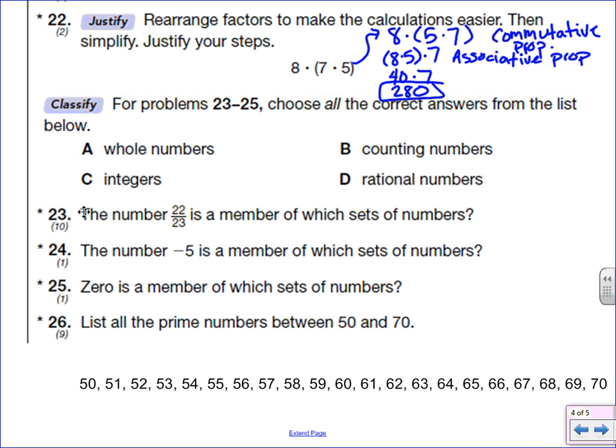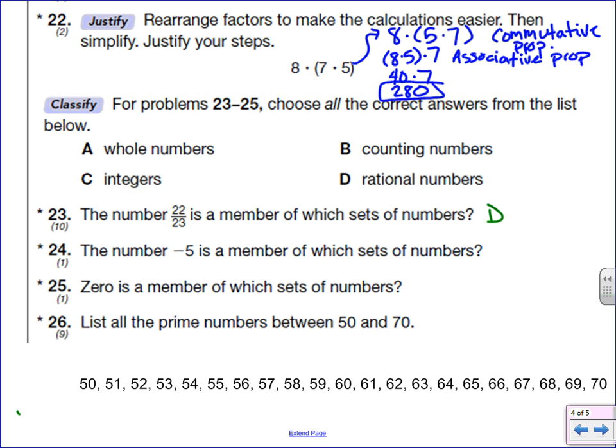For problems 23 through 25, choose all the correct answers from the list. The number 22/23rds is a member of which of these sets? Well, it's not a whole number. Integers are positive and negative whole numbers. Counting numbers are whole numbers, so the only one is that it is a rational number. Rational numbers are those that when you divide them, they don't repeat. They're a terminating decimal is what they're called.